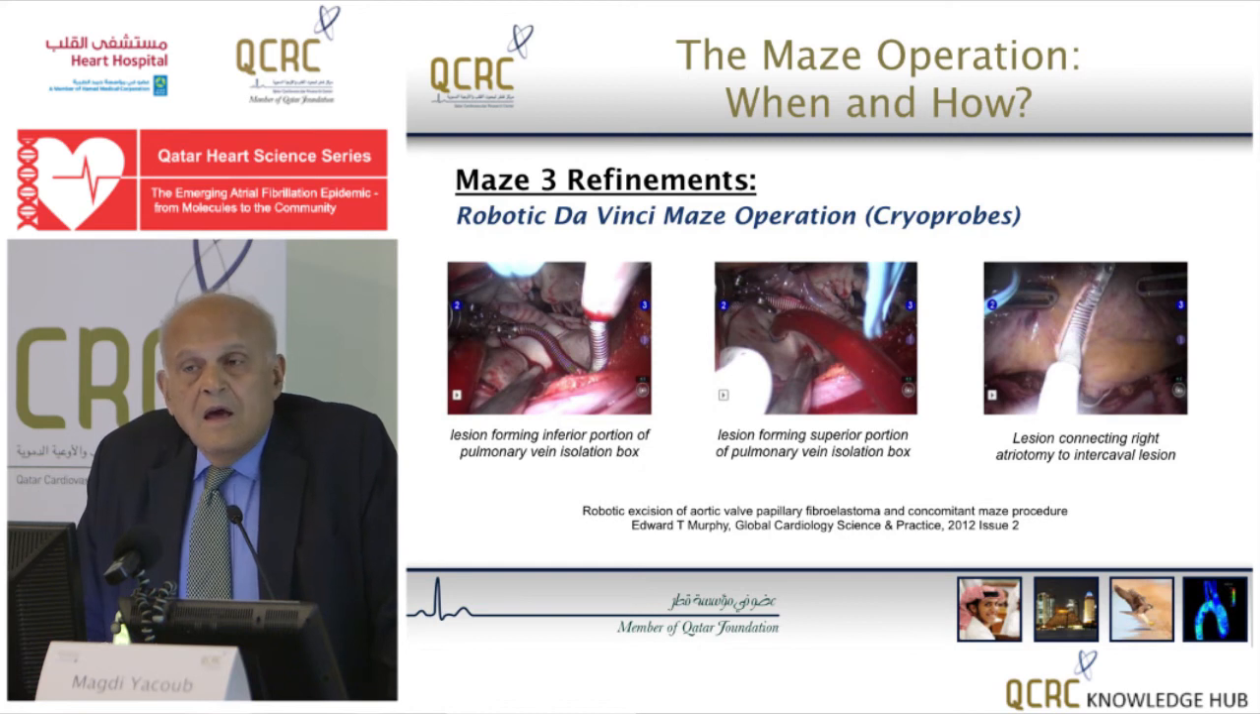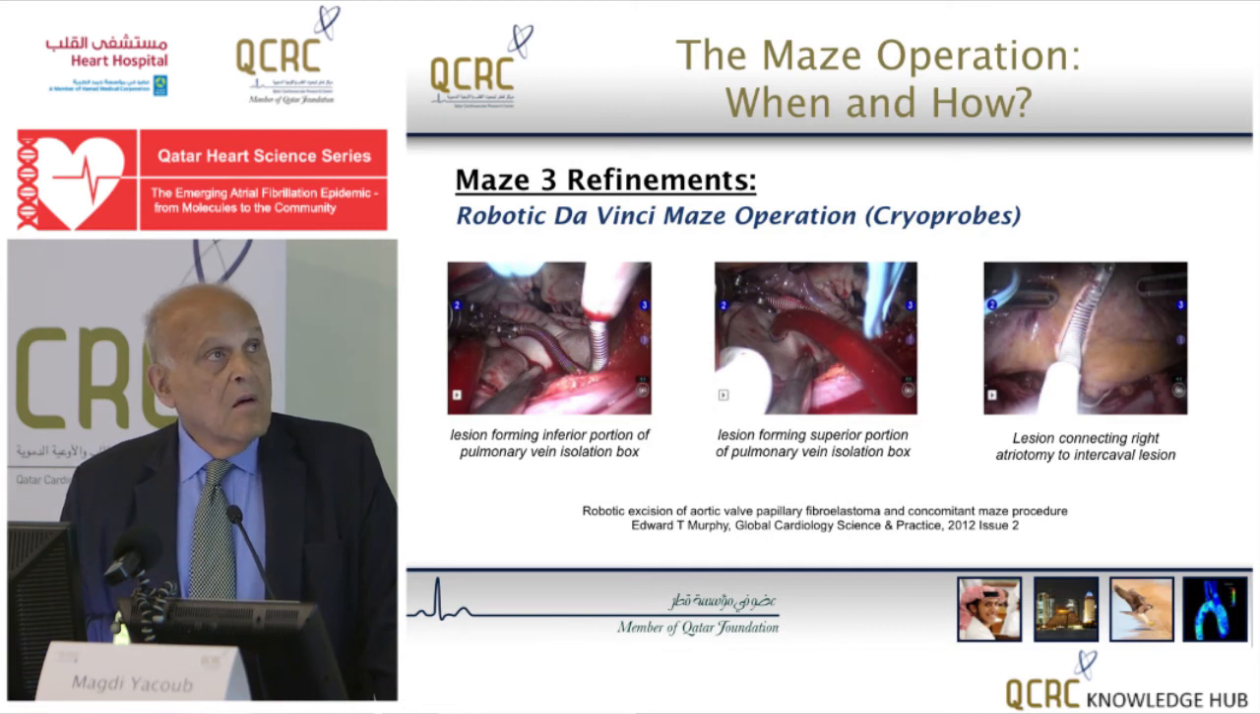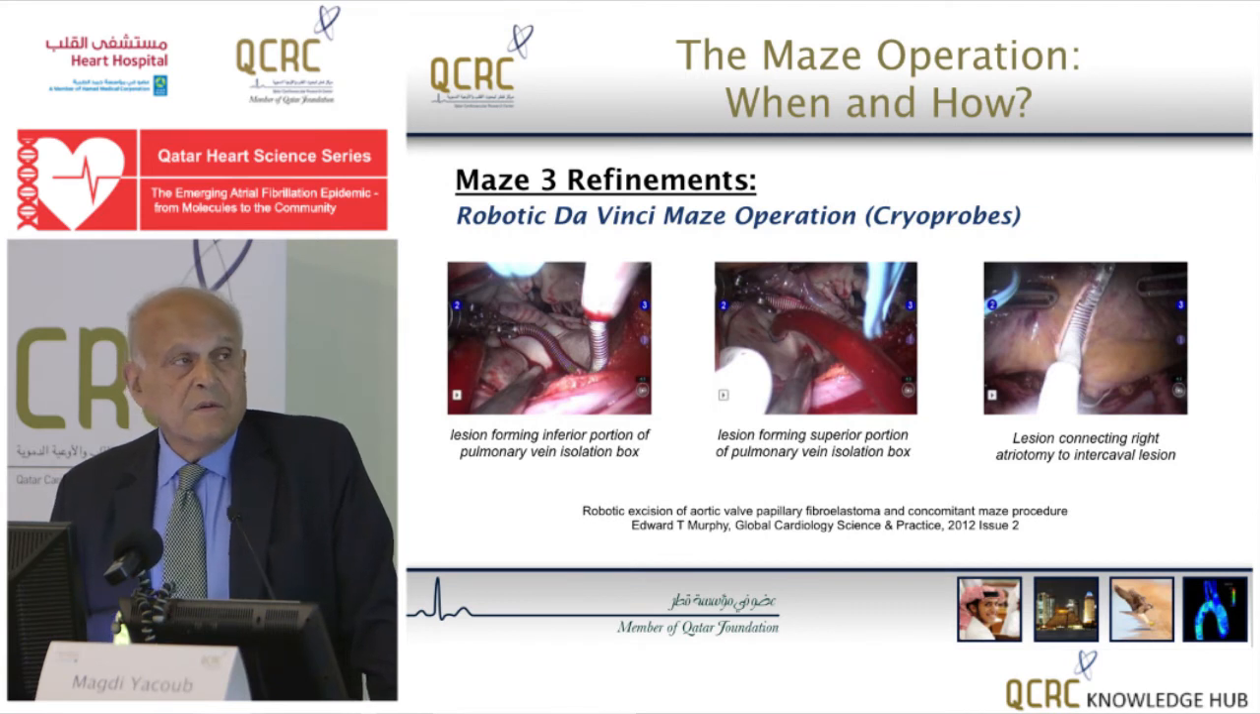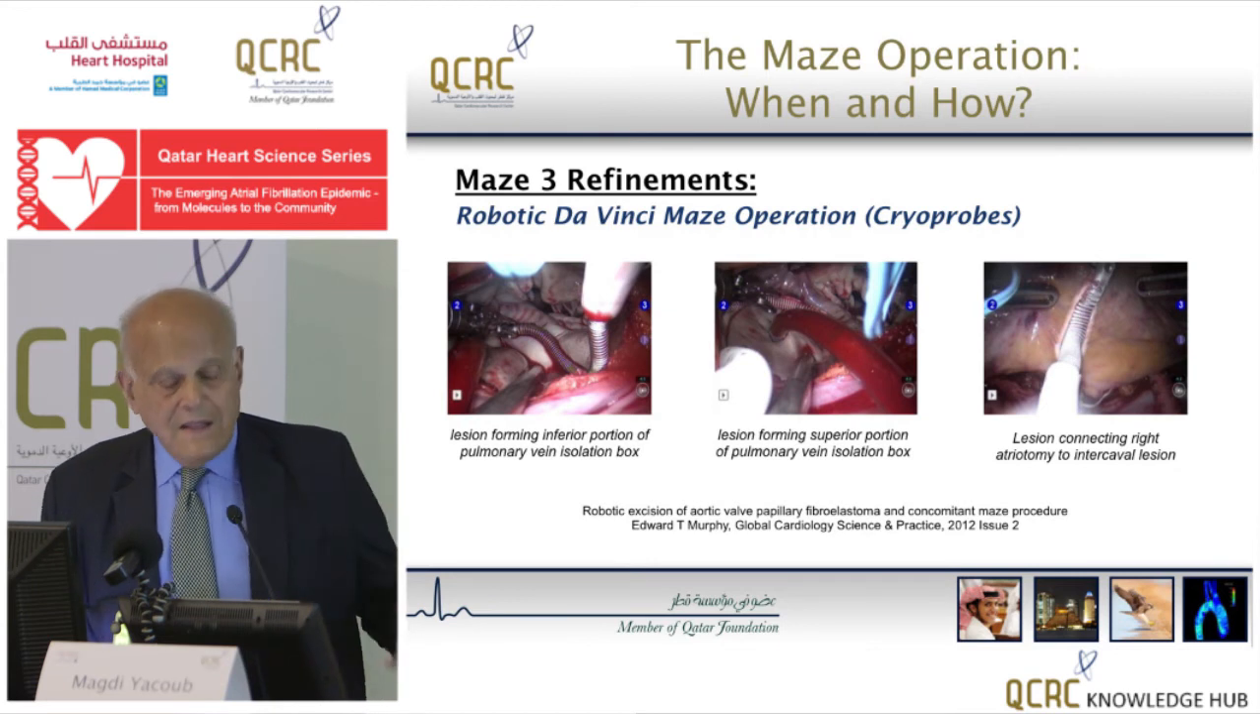Now, there have been several refinements for this operation. One of them, for example, is actually published in the journal Global Cardiology Science and Practice, by Ed Murphy from the States. What he does is you can do the operation using the Da Vinci robotic machine, so you make a series of small incisions, and that can be combined with mitral valve surgery, obviously, and you do exactly what I have shown you before, and these are some pictures just showing you the cryo lesions.